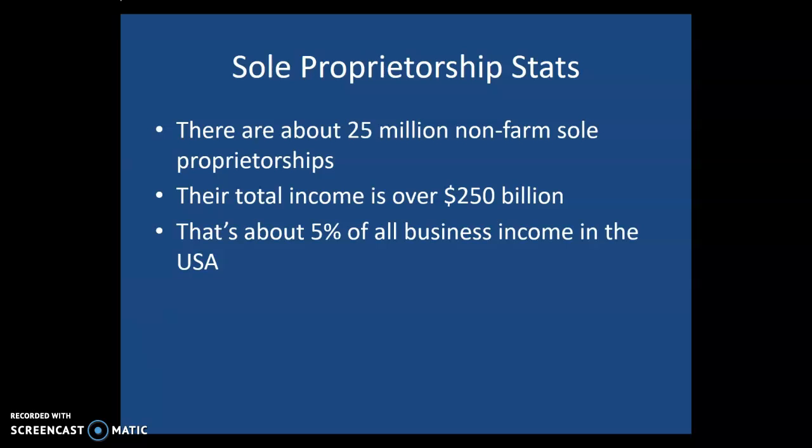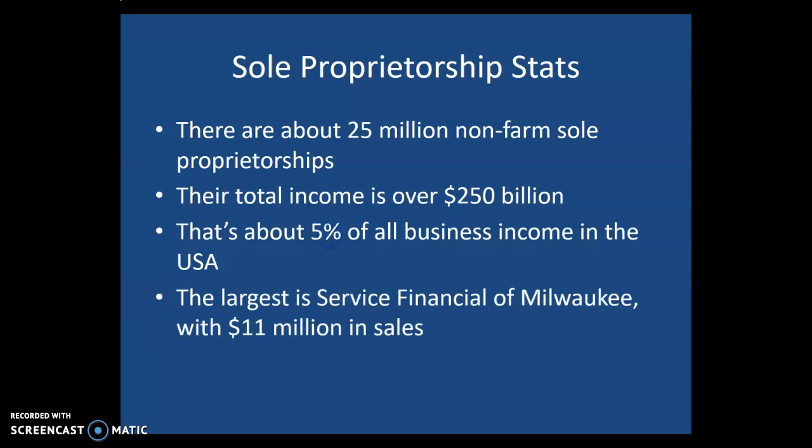So you can see that sole proprietorships, even though there's a lot of them, remember 71% of all businesses in America are sole proprietorships, only account for about 5% of business income. And that's important too. Many of these sole proprietorships are not intended to be the primary income source of a household. The largest sole proprietorship now is huge. It's $11 million in sales, Service Financial out of Milwaukee, but most of them are much, much smaller than that. The average net income today of a sole proprietorship is about $13,000 per year. You cannot live on $13,000 per year very comfortably in the United States of America.